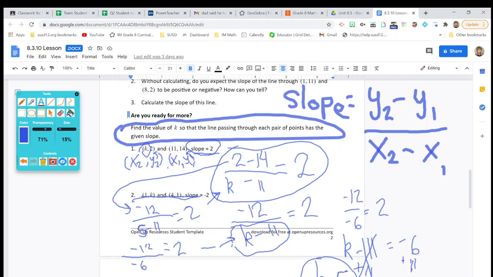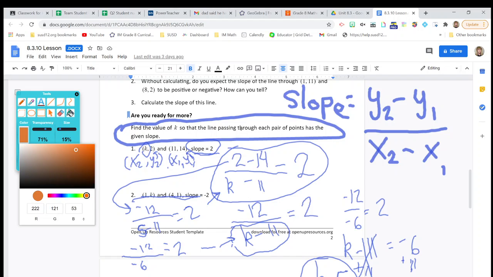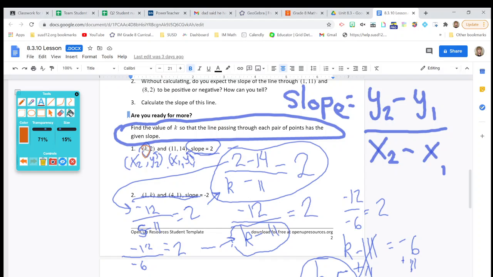The value for k must be 5. Let me say that again. The value for k must be equal to 5 in order to have a slope of 2. Pause the video and try it on your own.